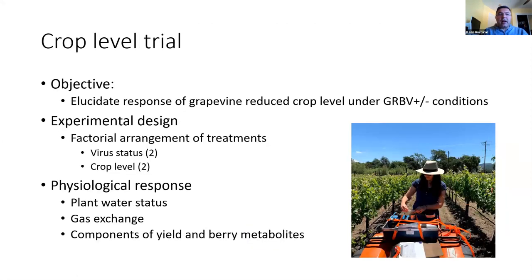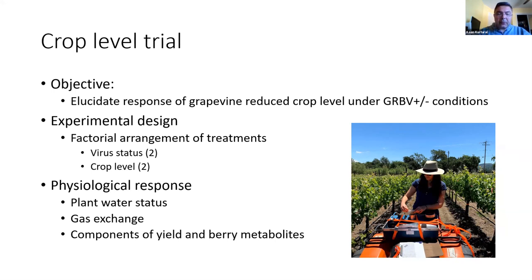For the crop level trial, we wanted to elucidate the response of the grapevine to a reduced crop level under red blotch positive and red blotch negative conditions. Since we were seeing a response from the grapevine of reduced carbohydrate translocation, the immediate response from growers is, well, I'll just keep fewer clusters on the grapevine to make them sugar up. So we set up this trial.